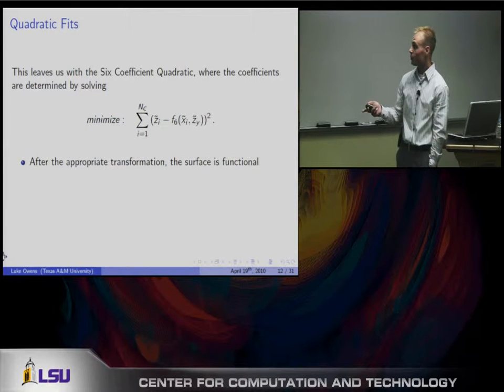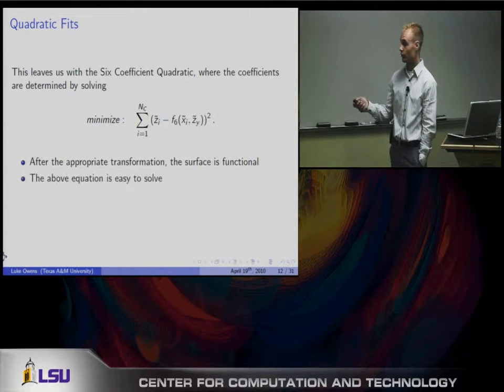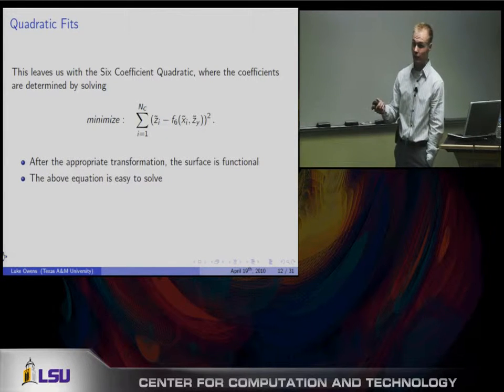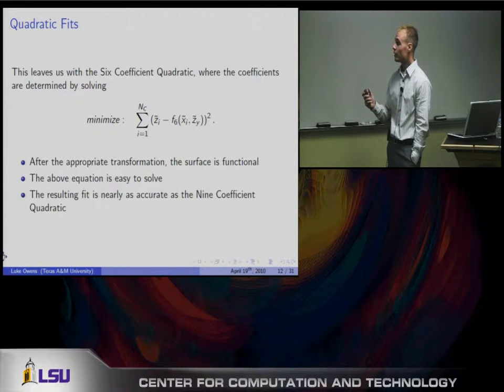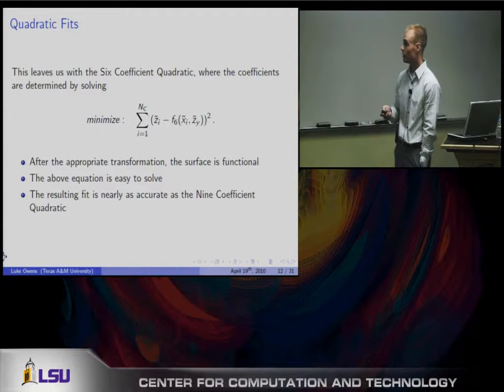Right, so after the appropriate transformation, the surface is functional. This is why it's better than the quadratic surface. The above equation is easier to solve, it's linear, so this is why it beats the factored quadratic. And the resulting fit is nearly as accurate as the 9 coefficient quadratic most of the time.